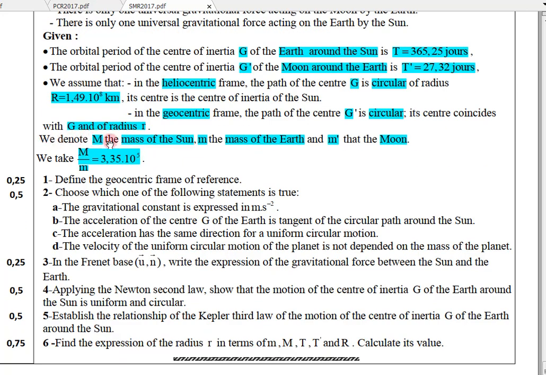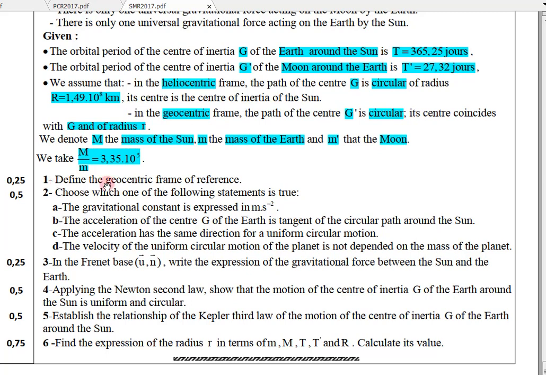We denote big M the mass of the Sun, small m the mass of the Earth, and m prime the mass of the Moon. And we take big M over small m equal to 3.35 times 10 to the power 5, the ratio between the mass of the Sun and the mass of the Earth. And as you can see here, the mass of the Sun is 300,000 times bigger than that of the Earth.